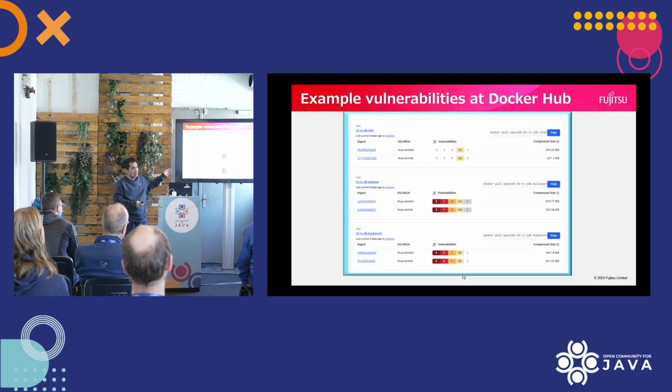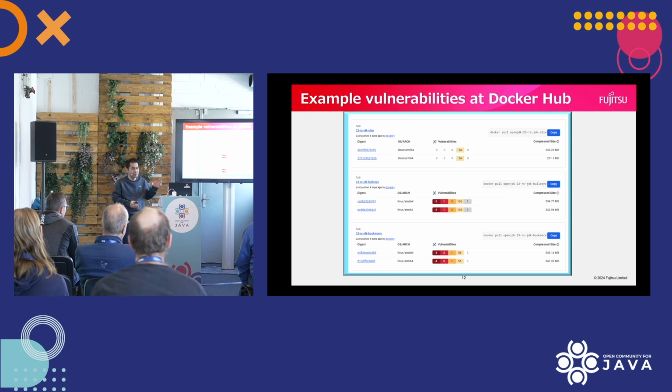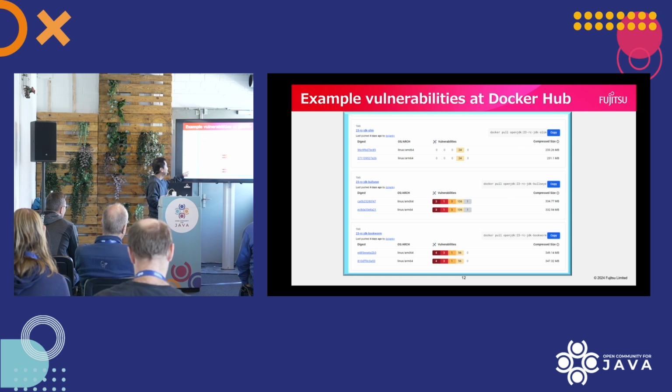This is a screenshot of the Docker Hub web page. Docker Hub provides some vulnerability information like this. And this is an example of JDK 23. This image was pushed 4 days before I took this screenshot. But already there are 3 critical, 1 high, 3 medium, and many low-level risk vulnerabilities. So this is the reality.